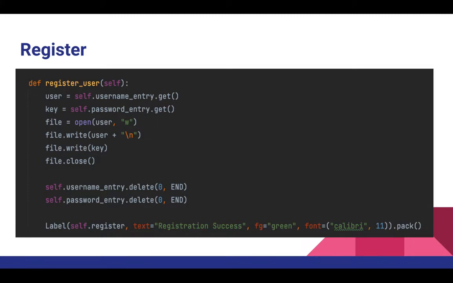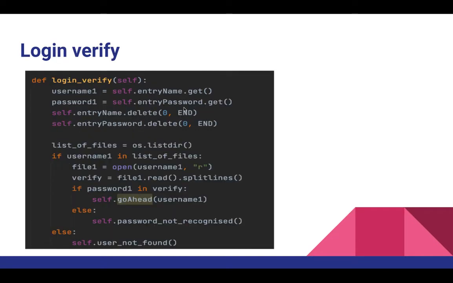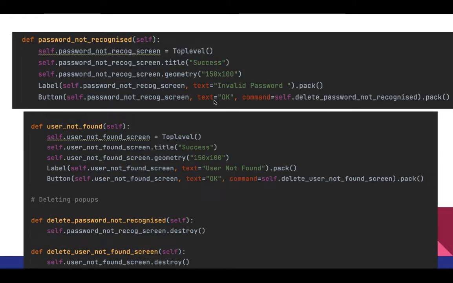So here's the code for register. As you can see, we write the name and the password into the file. And when we log in, here's the login verify function. We first search the username and password in the file, and then respond with different results according to different cases. And these are the different cases we respond to.